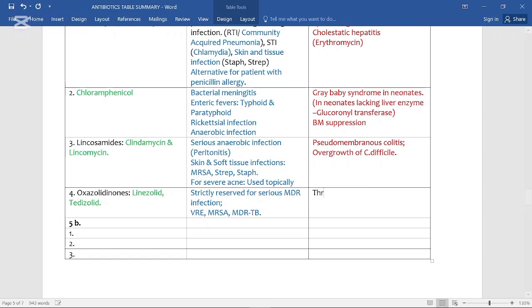The first one is thrombocytopenia. So you have to monitor bleeding for these clients, because it will cause a low platelet count. It may also cause peripheral neuropathy, just like the isoniazid and the rest that tend to cause peripheral neuropathy.